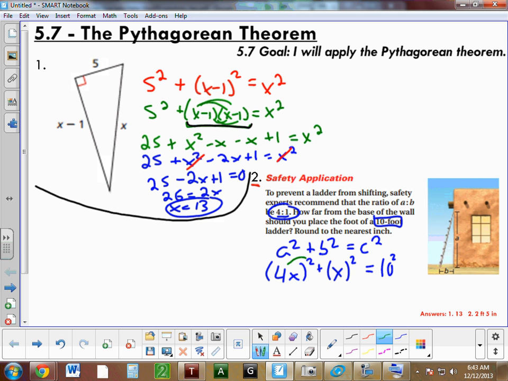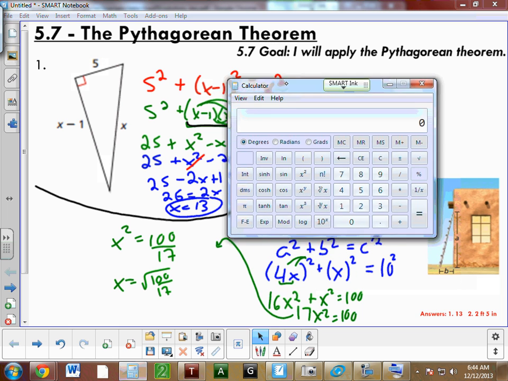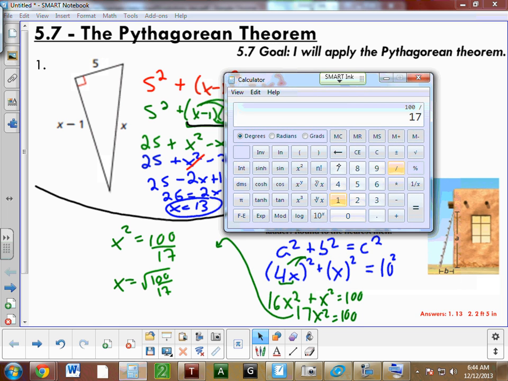Now, on this one, you do have to distribute the 2 because this is 2 things that are multiplied together. They're not added together. So that's different than FOILing. So this is 16x squared plus x squared equals 100, which means 17x squared equals 100. If I take this equation and keep going, I have to divide by 17. And then I have to take the square root of that. So x equals the square root of whatever 100 over 17 is. So I go to my calculator and figure that out. So 100 divided by 17, and then I have to take the square root of that.